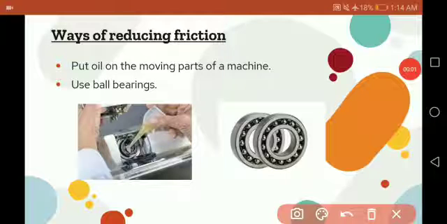Friction slows down the speed of a moving object. So in some cases we need to reduce that friction. We put oil on the moving things or moving parts of a machine. Oil makes the parts of the machine slide over each other and there is less frictional force between them.